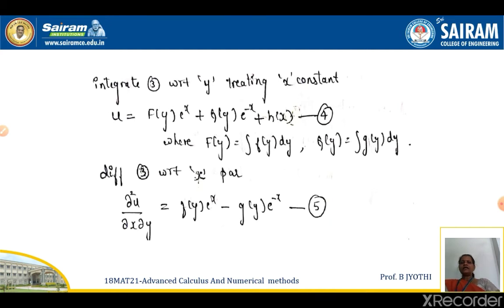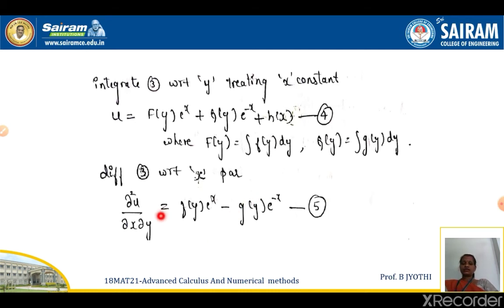Now integrate 3 with respect to y, treating x as a constant. Then u = F(y) e^x + G(y) e^(−x) + h(x), where h(x) is a constant of integration. Here F(y) is the integral of f(y) dy, and G(y) is the integral of g(y) dy. Now differentiate this, 3, with respect to x partially.